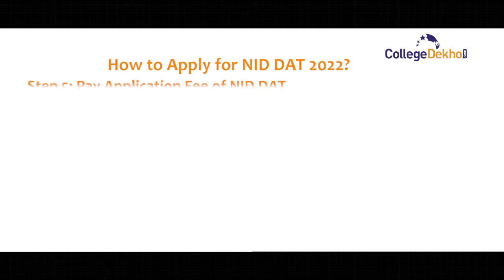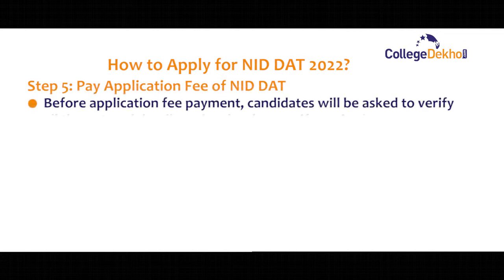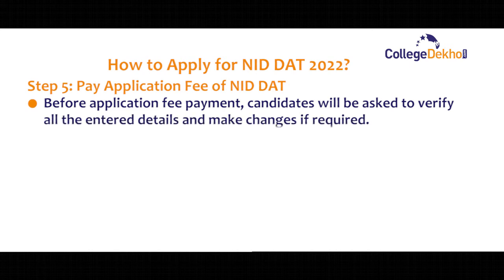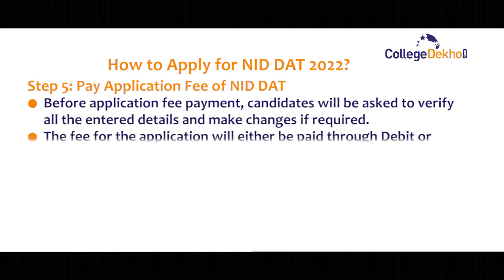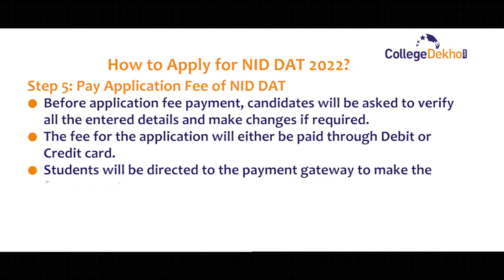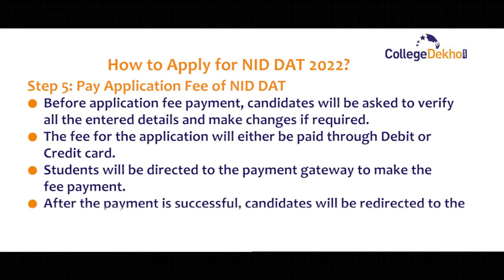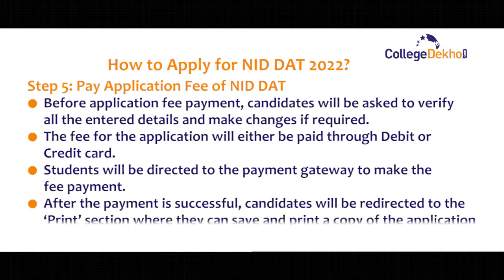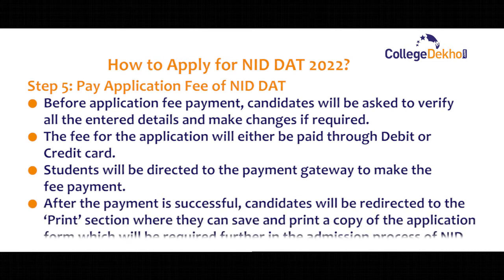Step 5 is the payment of the application fee of NID DAT. Before application fee payment, candidates will be asked to verify all the entered details and make changes if required. The fee for the application will either be paid through debit or credit card. Students will be directed to the payment gateway to make the fee payment. After the payment is successful, candidates will be redirected to the print section where they can save and print a copy of the application form, which will be required further in the admission process of NID.